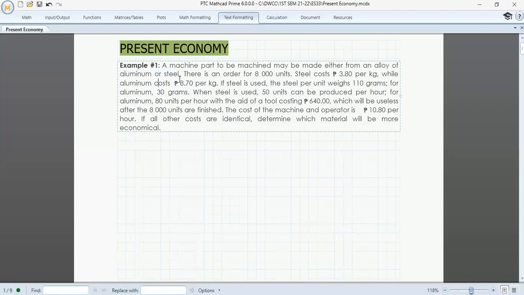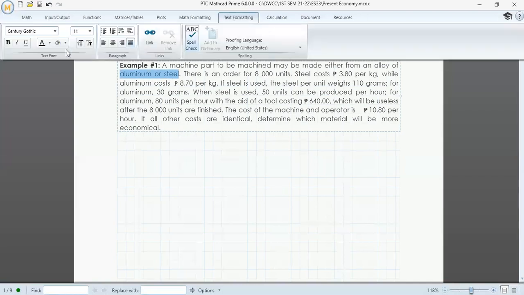But before comparing aluminum to steel, what you need to do first is to have an individual assessment. What do you mean by individual assessment? Assess mo muna si steel. Magkano ba ang magagastos ko kapag steel? Then, magkano ba ang magagastos ko kapag aluminum? After that, when you already have the amount of expenses or the total cost, tsaka mo palang i-compare. Tsaka mo tingnan alin ba yung mas makakatipid ako. Okay? And that is what we are going to do in solving this problem.